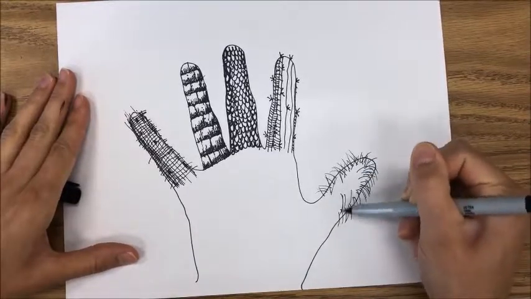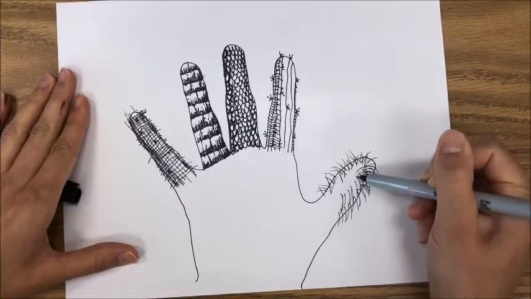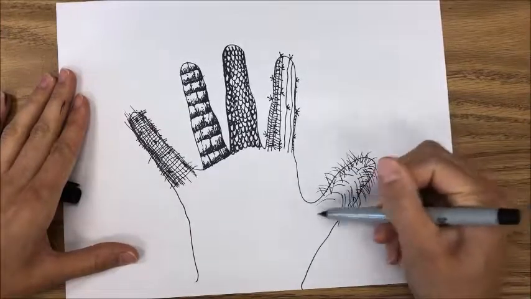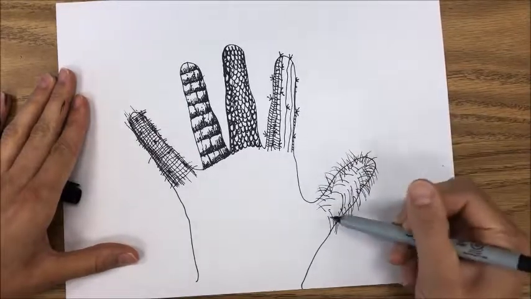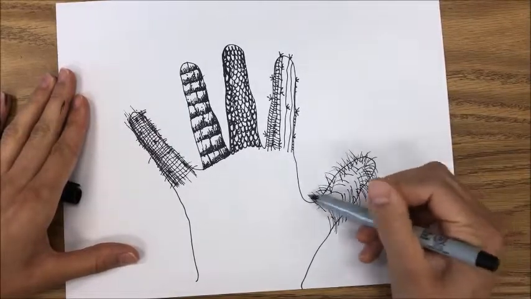But keep in mind that you want the edges to have a darker value and the middle a lighter value to give it that rounded effect. So don't be afraid to layer the outer edge with marks.